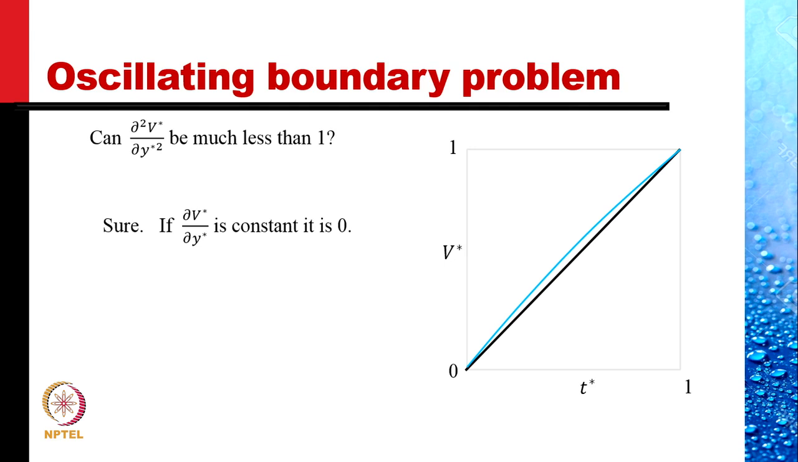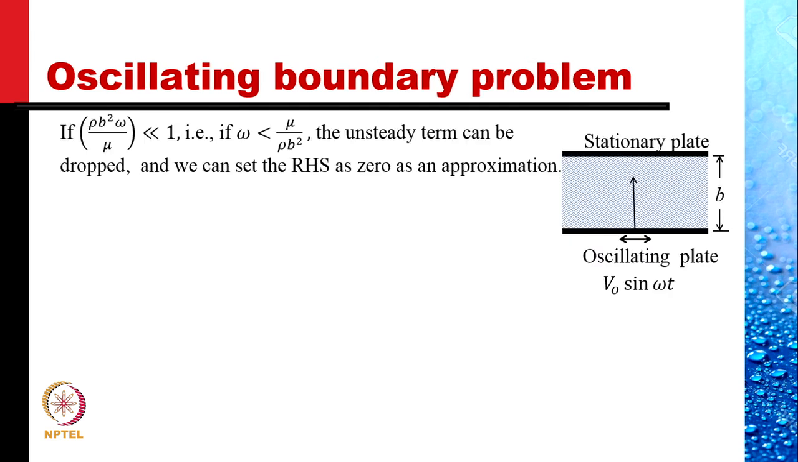And so, there is a definite possibility that del square V star by del Y star square is much less than 1. If rho b square omega by mu is much less than 1, that is, if omega is less than mu divided by rho b square, the unsteady terms can then be dropped and we can set del square V star by del Y star square equal to 0. It is very small and we neglect it. So, this is a valid approximation.